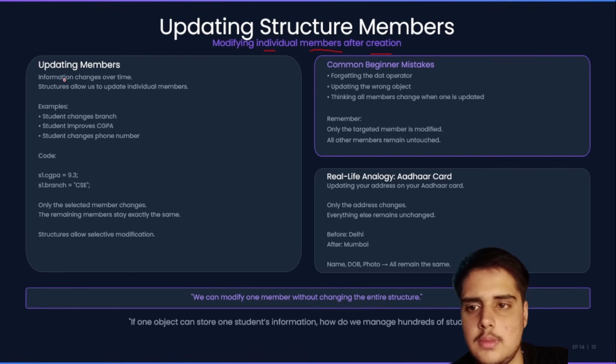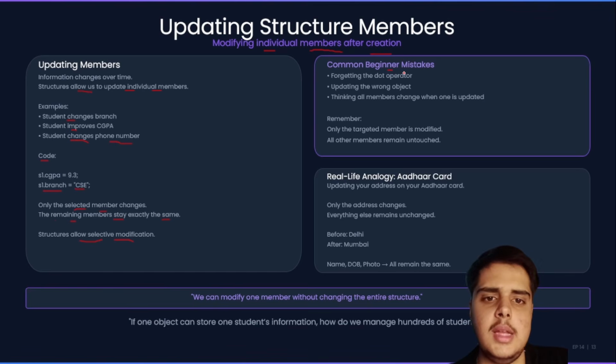Simply, information changes over time, and structures allow us to update individual members. So if a student changes branch, improves CGPA, or changes phone number, the code again becomes s1.cgpa, s1.branch, and the value given will be updated. If we select one single member, the remaining members stay exactly the same. So structure allows selective modification.